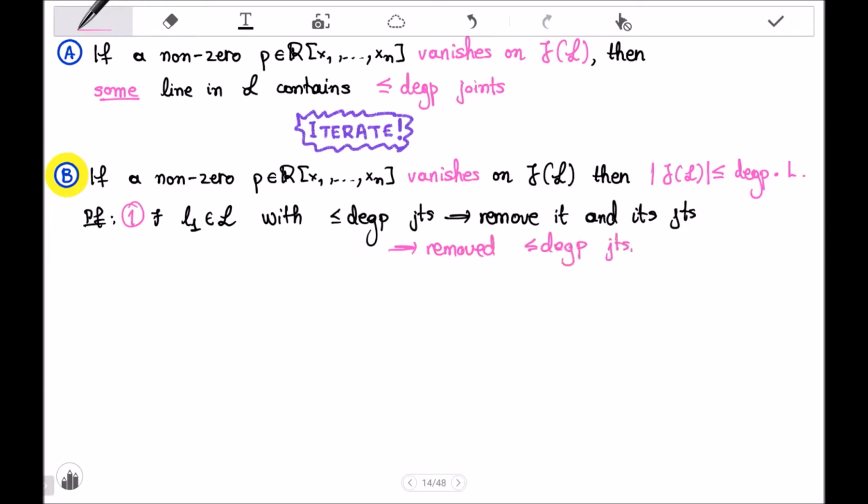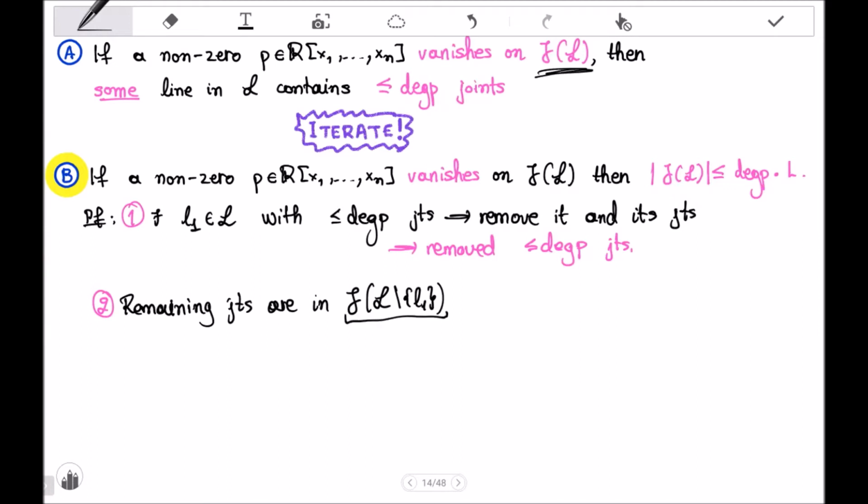joints. Okay. And now we got rid of the joints on that line. We need to count the rest. Those are contained in the rest of the lines, not in that one. So they are joints formed by the rest of the lines. So here we go. The remaining joints are formed by the rest of the lines. So they are in the set of joints formed by L minus this line we excluded, in the smaller collection of lines. And these are some of all the joints that we started from. They're just those created by the fewer lines.